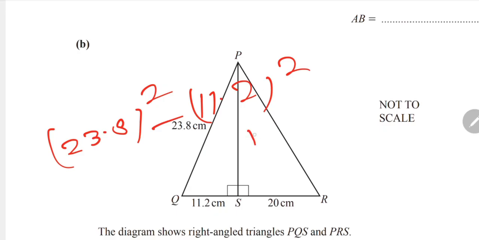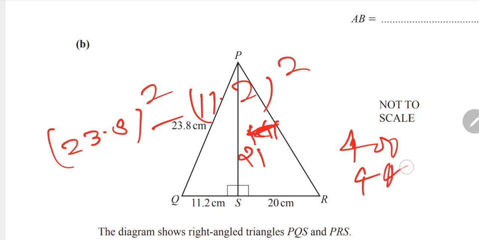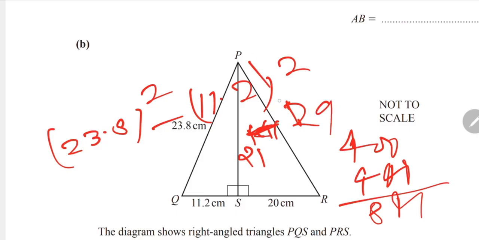So 441, which is under root. So the value of this is 21. Now for this, 20 squared is 400, and 441, is equal to 841. It's the square root of 841, so 29. The value of this PR is 29.